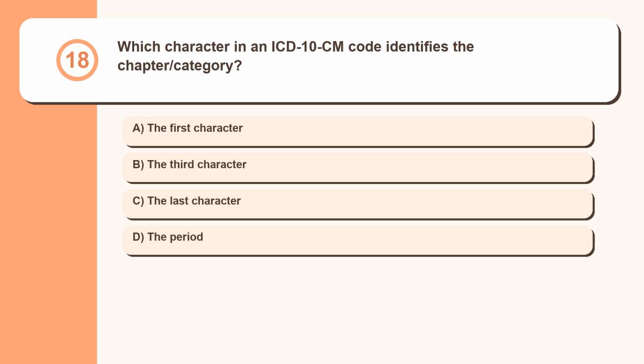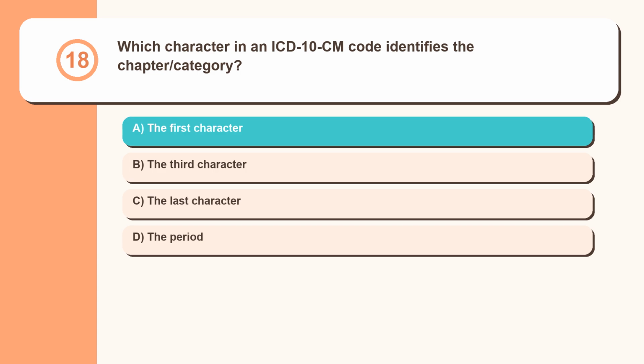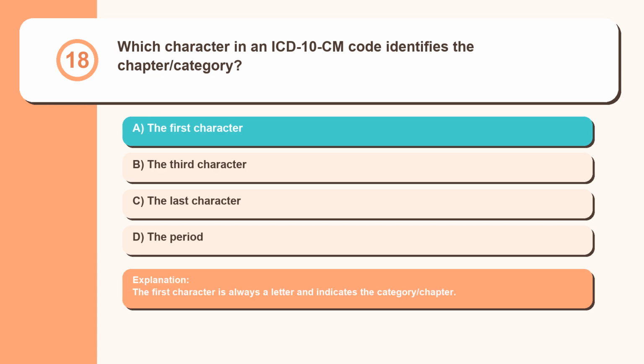Question 18. Which character in an ICD-10-CM code identifies the chapter/category? The first character, the third character, the last character, the period. The first character is always a letter and indicates the category/chapter.